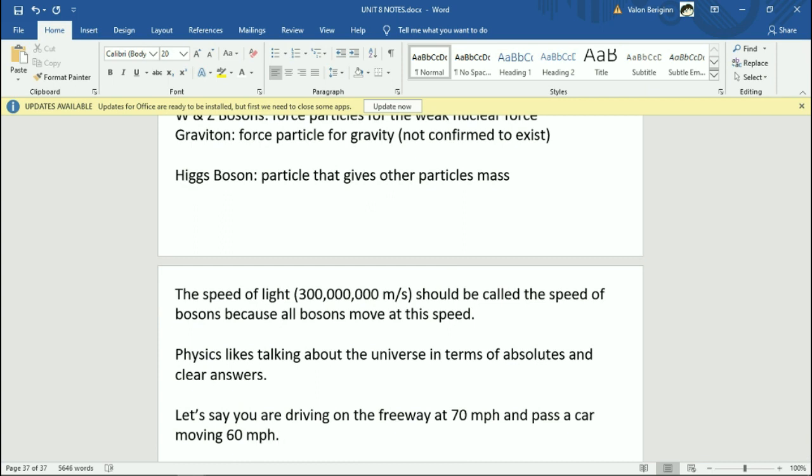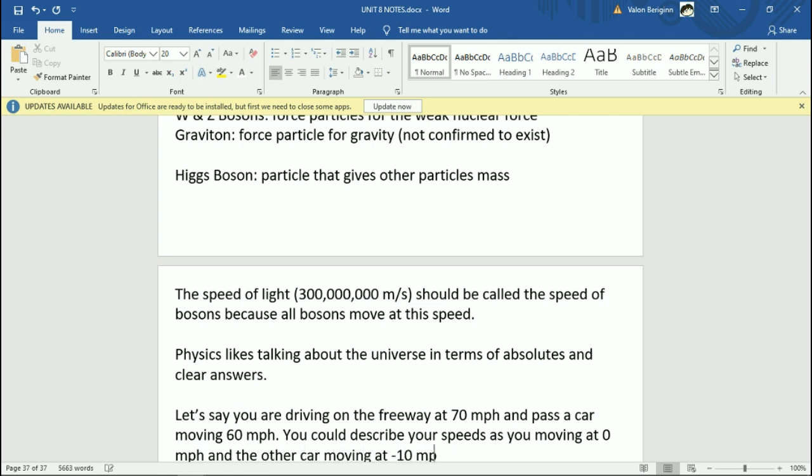Now, is it fair to say that you could also describe this physically, in terms of physics rules and speeds, that if you were moving at 0 miles per hour and the other car was moving at negative 10 miles per hour, is that still an accurate description of the speeds compared to each other? And the answer is yes. You could describe your speeds as you moving at 0 miles per hour and the other car moving at minus 10 miles per hour. This is a fair way of describing it. Now, is this necessarily helpful?